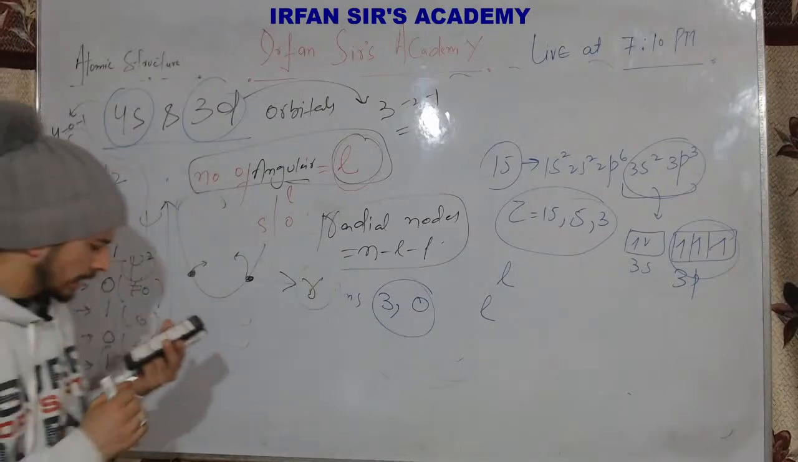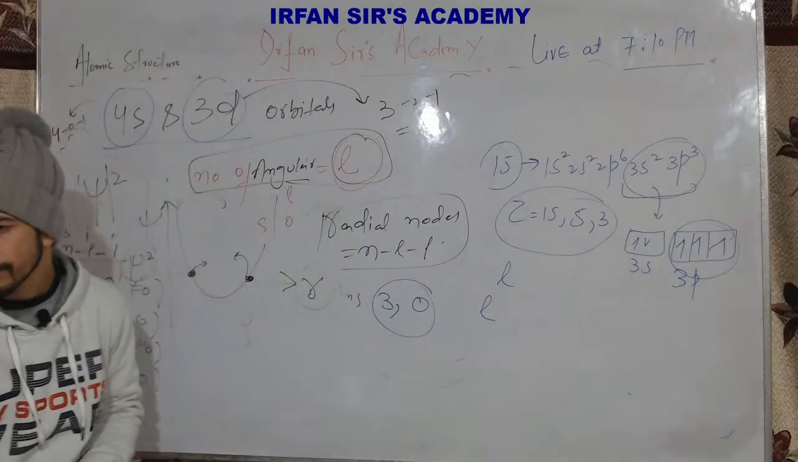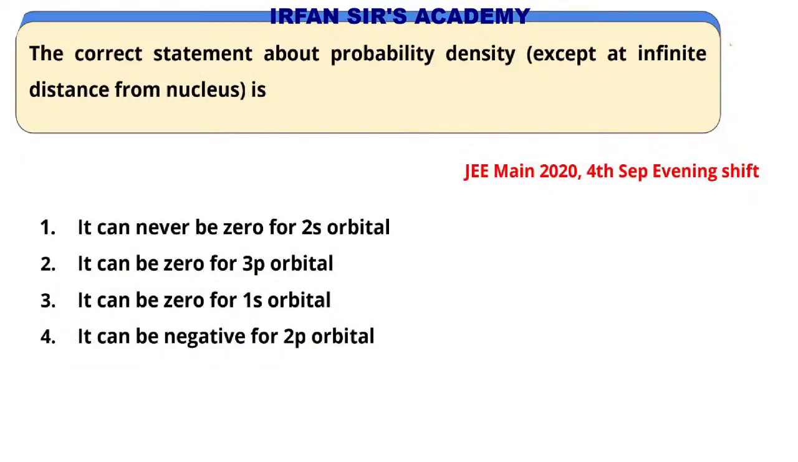Now tell me which option is correct. It can never be 0 for 2s orbital? It can be 0 for 2s orbital, we calculated that. For 1s orbital, mod of psi square cannot be equal to 0. It's non-zero, which means it cannot take the value of 0. It can be negative for 2p orbital? No.